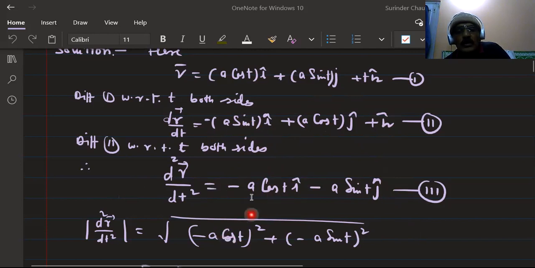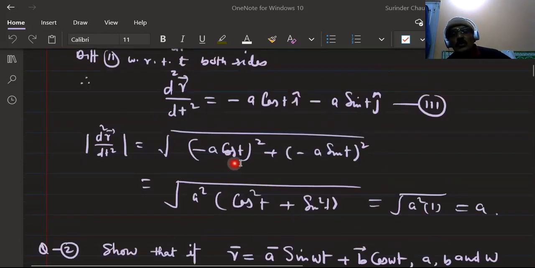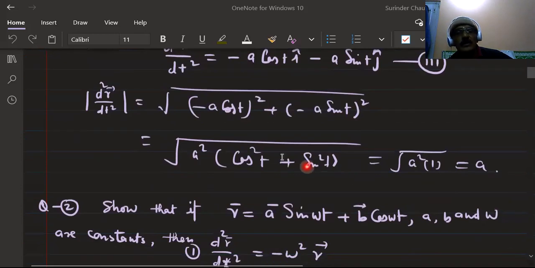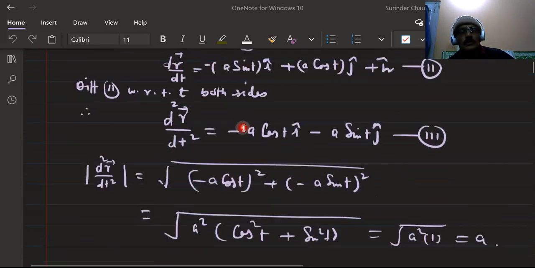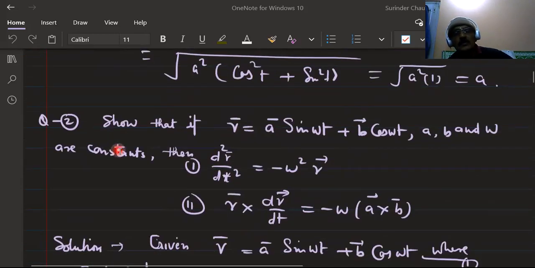Sum of the squares: a cos t squared plus a sin t squared, under the root. This is equal to a squared cos squared t plus sin squared t, where a squared is common and cos squared t plus sin squared t is equal to 1. This is equal to the magnitude. Now again let's solve an example. It is the same concept for every problem. We did this type of problem in scalar-valued functions also.